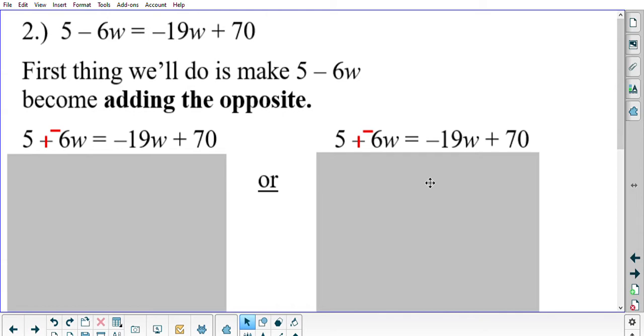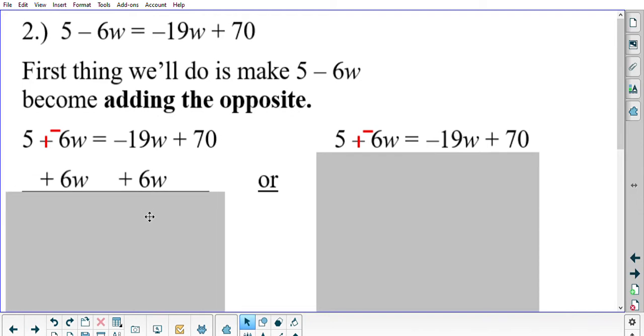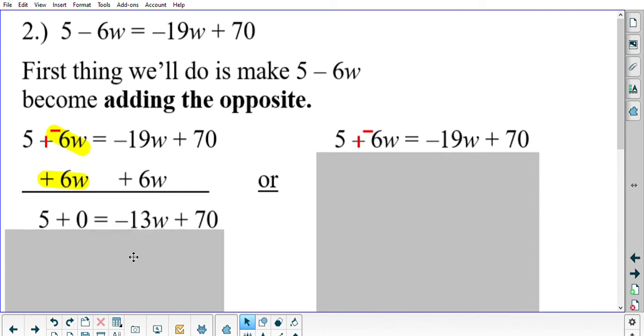All right, and here's why this is important. You need to know what you're going to add on both sides. You could add by 6w. Now notice, positive 6w. Why? Because it's the opposite of negative 6w. Why is this helpful? Because negative 6w plus positive 6w would give you 0w, which means 0 times w, which would just be 0.